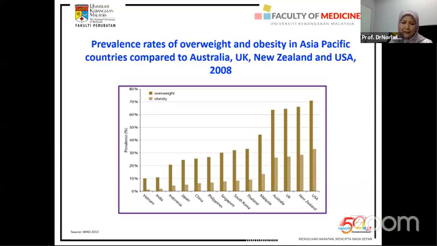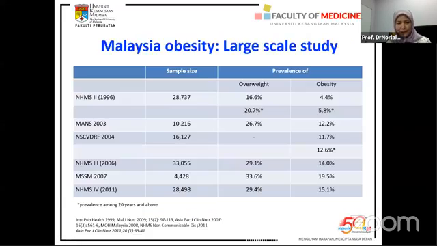And if you look at where Malaysia is in the Asia Pacific region compared to Australia, UK, New Zealand, and even the US, this is where we are. Being Asian with a small body frame, the overweight population is increasing dramatically, and you can see it keeps on increasing, almost reaching the Western or Caucasian population with a bigger body frame.